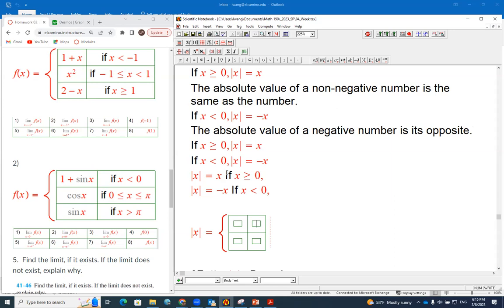So the if statement is in place, and the other if statement is in place if x is less than 0. Do you see that? It's just a shorthand notation. The absolute value of a non-negative number is the same as the number, and the absolute value of a negative number is its opposite. That's it.